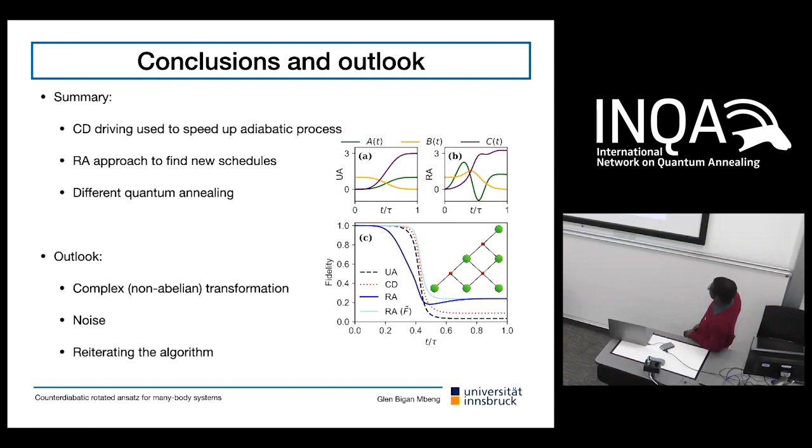And as an outlook, there are various things we can improve in this kind of approach, which are considering non-abelian transformation, which is part of the hypothesis we used in finding the derivation, considering noise in the approach, and reiterating the algorithm, which means essentially considering this RA protocol that we show at the end as an initial protocol to apply the method again and get a further improvement.